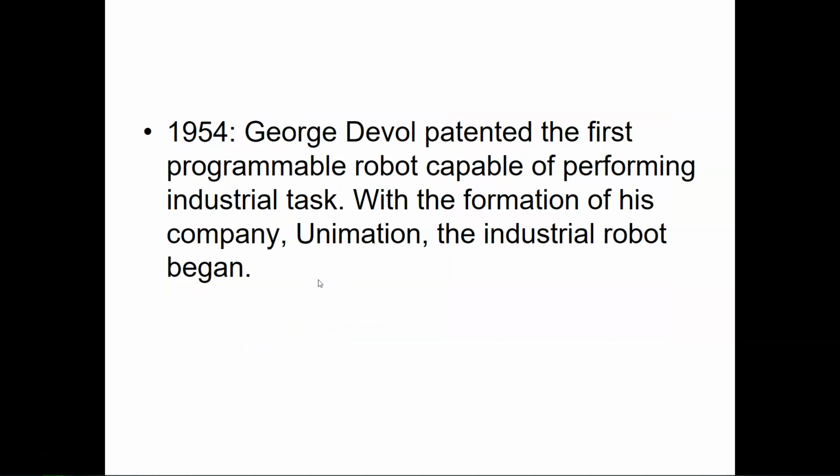In '54, you have George Devol, who patented the first programmable robot capable of performing industrial tasks with the formation of his company Unimation. This is where the first industrial robot was created, in 1954. So they haven't been around that long, but they've been around long enough that that's been around a little while.